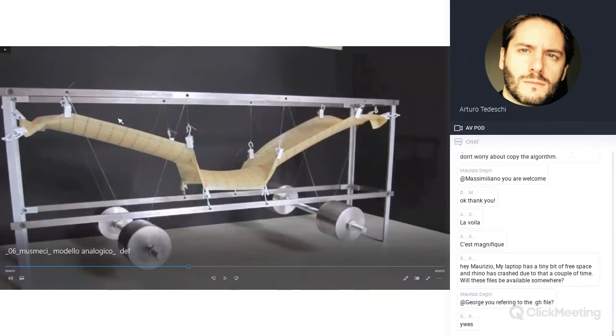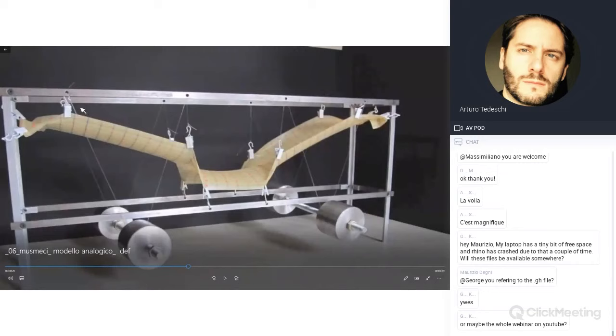As you can see here, this system was actually used by Musmeci: with two weights and these pulleys, it created a uniform force acting on this clip here and this set of clips here, in order to have constant forces in this part and this part here.